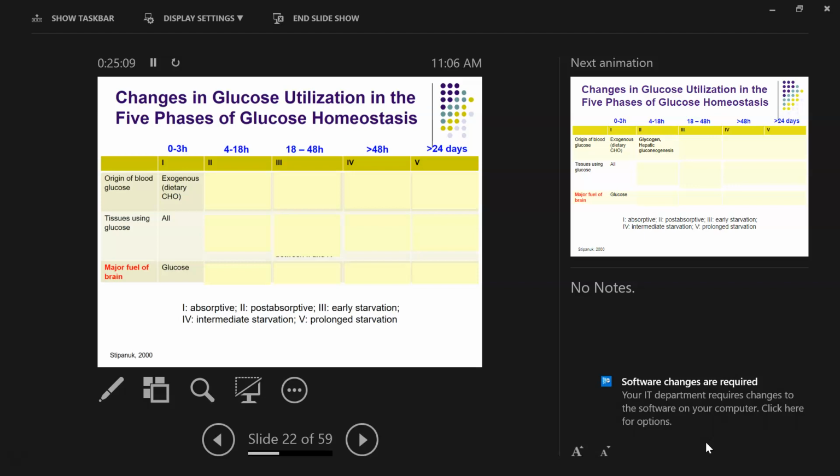Okay, and phase 2, which is the earliest stage of starvation, 4 to 18 hours after a meal. So what is the origin of the blood glucose?